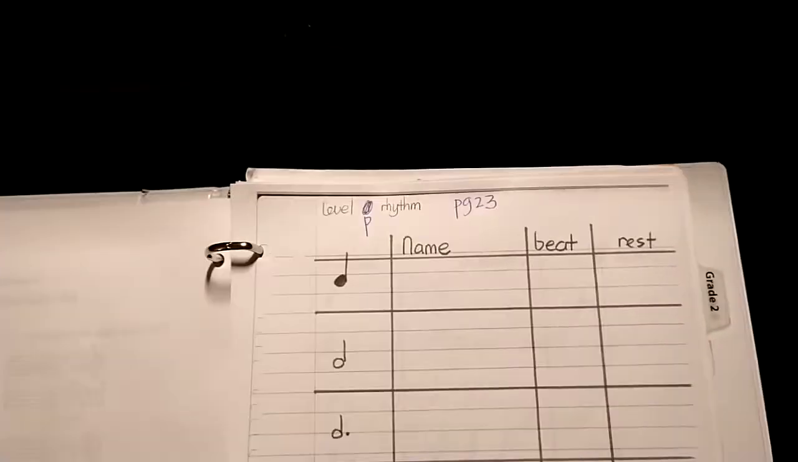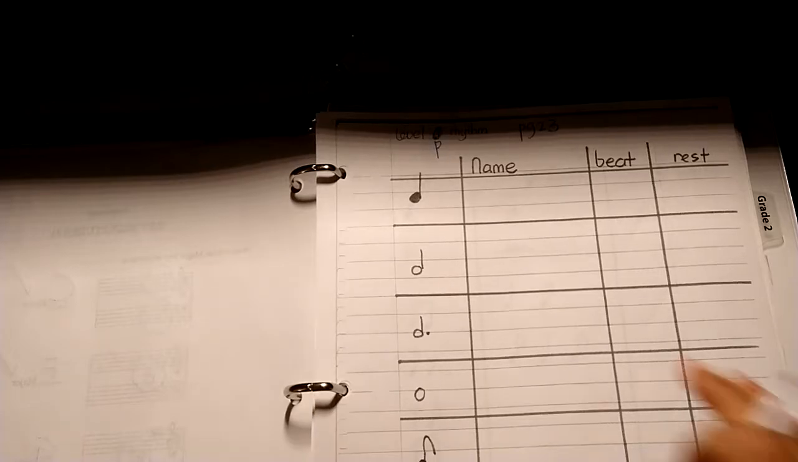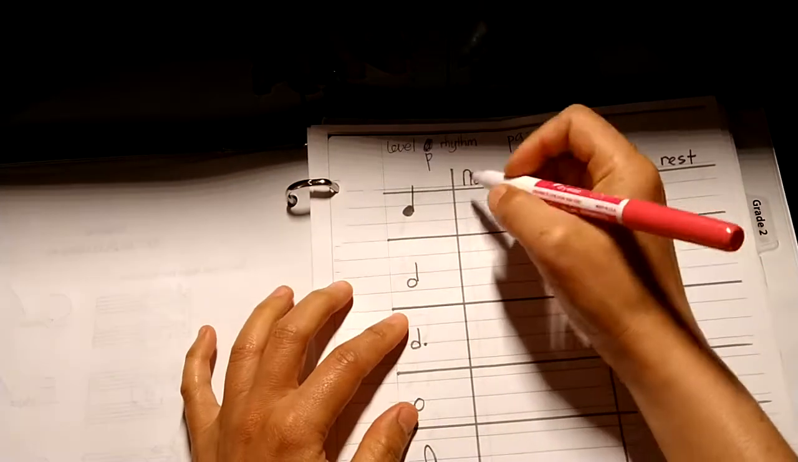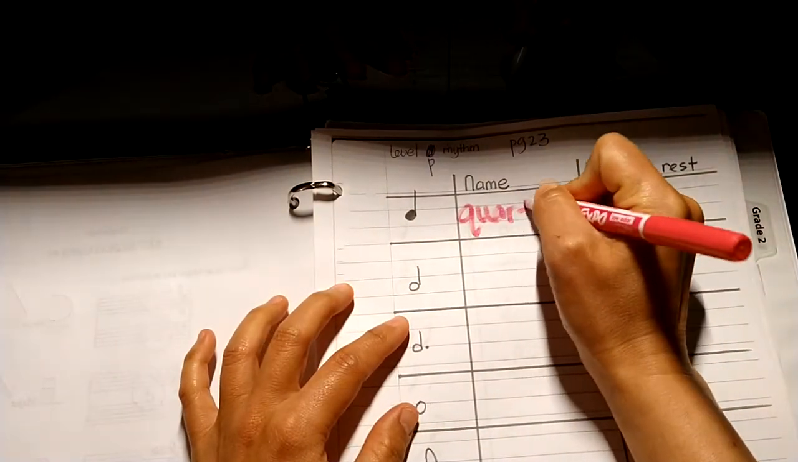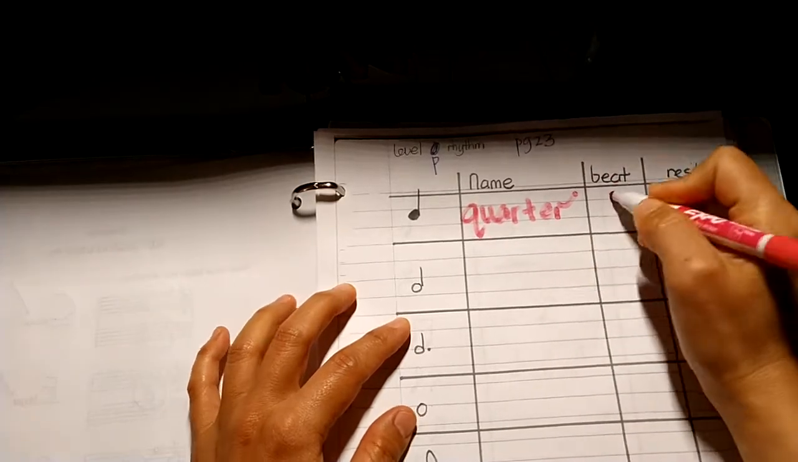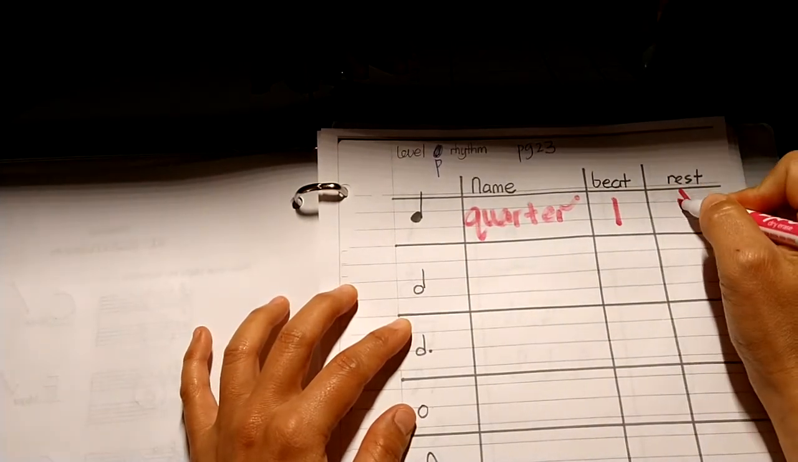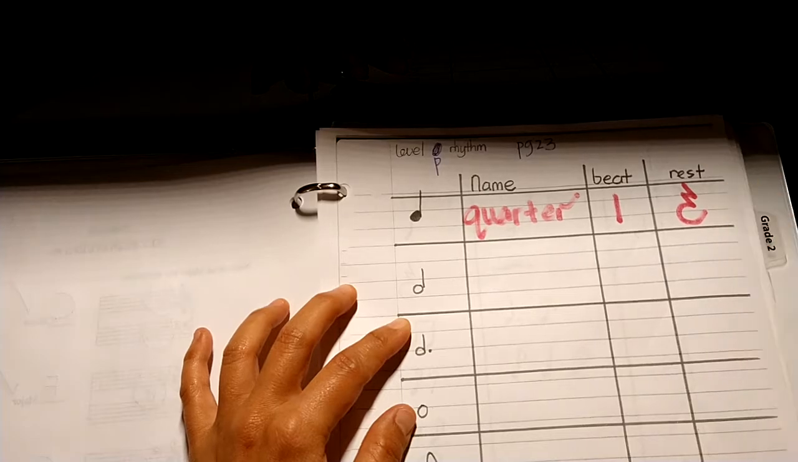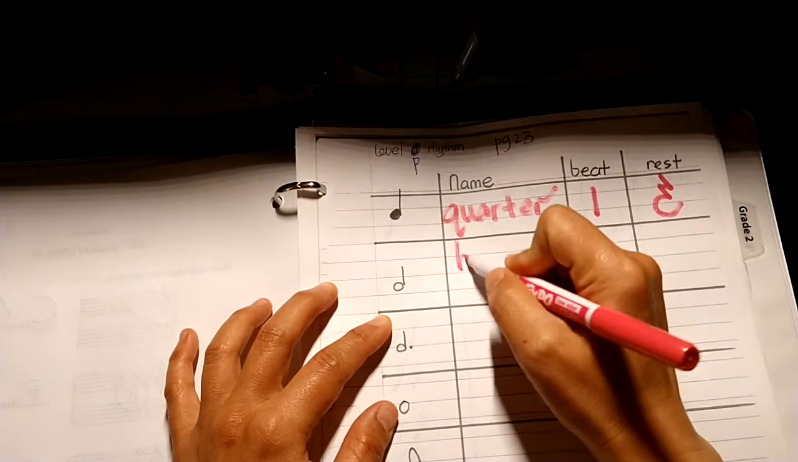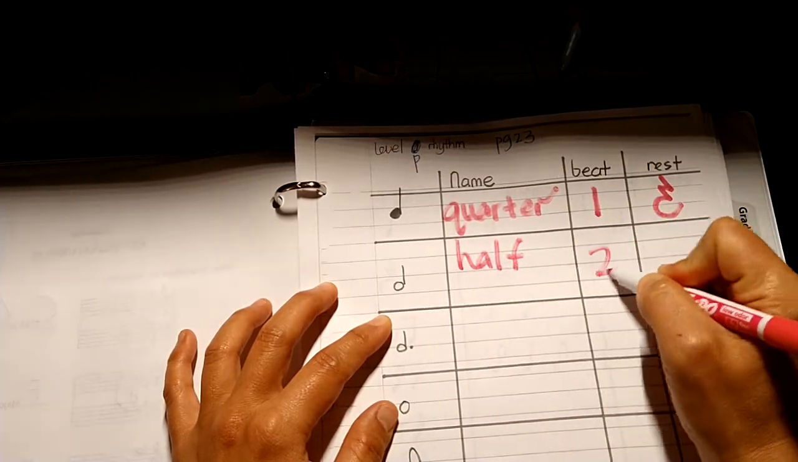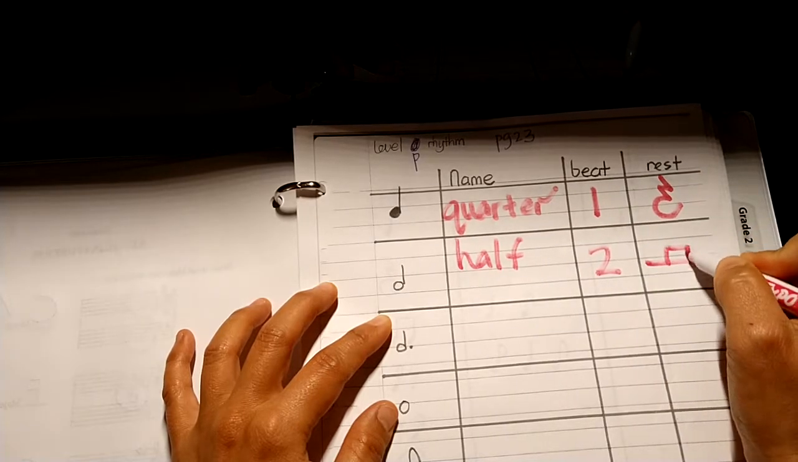Okay, for page 23, we need to know all these terms, okay? So this note is called quarter note. Okay, it is one beat, and this is how the rest looks like. So this one is called the quarter rest. And you have a half note, two beat. Half rest looks like a hat.